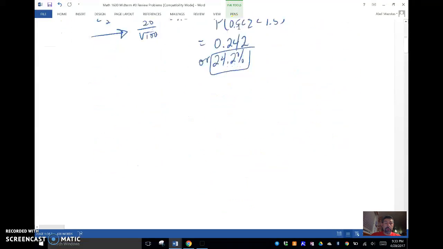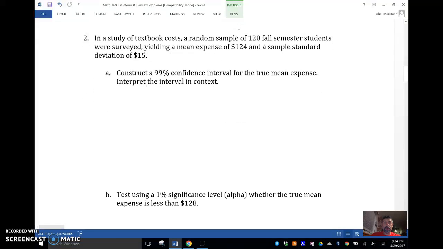Take a look at the next problem here, number 2. All right, so number 2 is our first real inference problem. We're going to construct a confidence interval and then we're also going to do a hypothesis test. This might be the last one I do on this video, and then I'll go on to, so this might be more than 2 videos. It might be 3 videos.